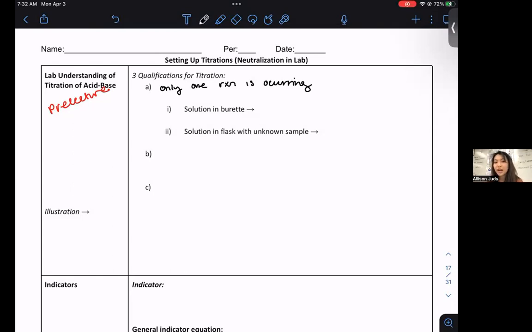The solution in the buret, in the dispenser, is always known as the titrant. And the concentration of the titrant is always known. We often call that a standardized solution. To be a standard solution or a standardized solution means that you know its molarity. And then the solution in the flask with the unknown sample or the unknown molarity is always called the analyte, because we're analyzing it, where the concentration of it is unknown.